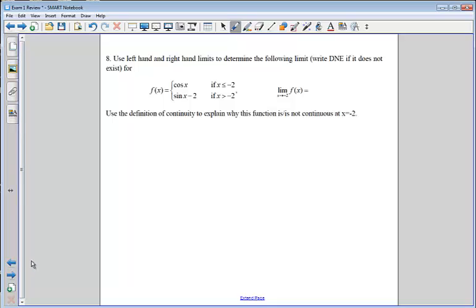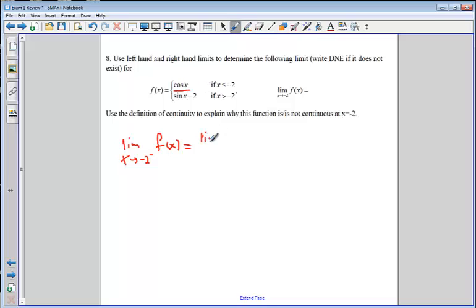Okay, now I want to use left-hand and right-hand limits to determine the following limit, and use a definition of continuity to explain why the function is or is not continuous at x equals negative 2. So let's look at this. We'll take the limit as x goes to minus 2 from the left of f of x. And if it's from the left, we use the top piece. And so I'll use this piece here.